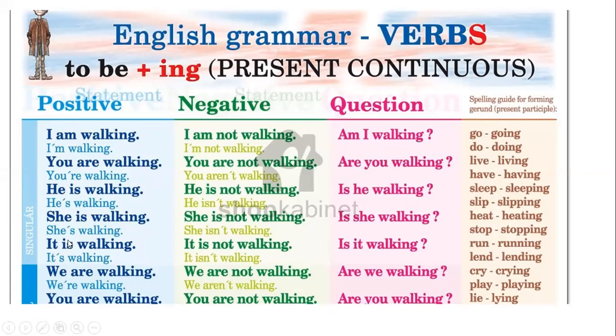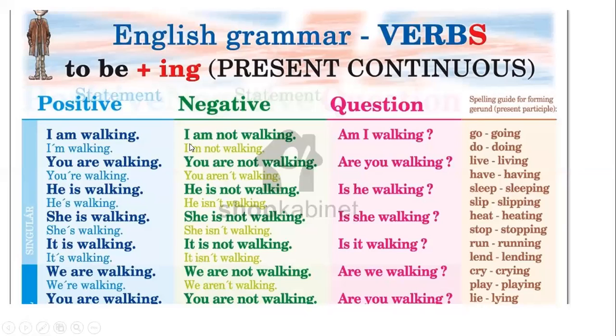She is walking. Y ahí puede decir he's walking, she's walking. It is walking o it's walking. We are walking o we're walking. You are walking. Ese puede ser you're walking. Y las negativas, ¿verdad? In the negative part, you just add the particle not just after the verb to be.